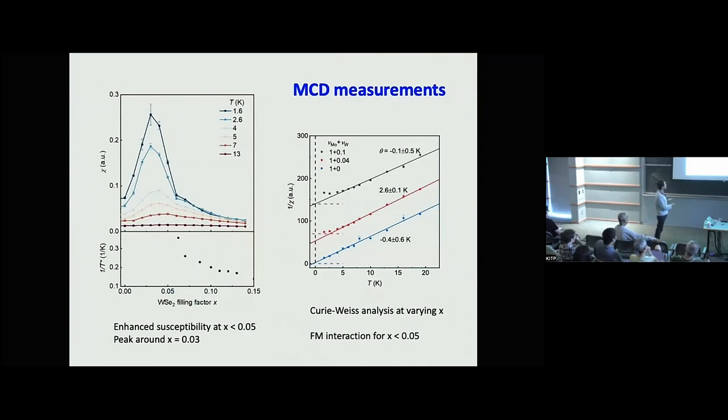And once again, we have nothing better to do, so we do a Curie-Weiss fitting to it, and you can get a positive Curie-Weiss temperature around this filling factor. So the transport measurement shows a clear anomalous Hall response, and the Curie-Weiss temperature is also positive. So everything is quite consistent that there is ferromagnetism coming out at filling factors below 5%.